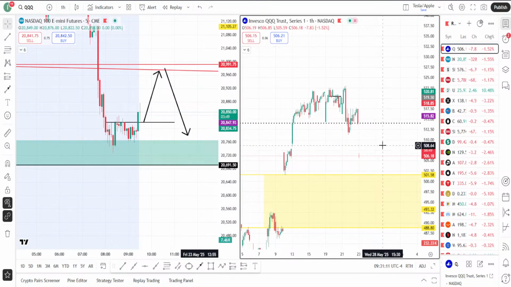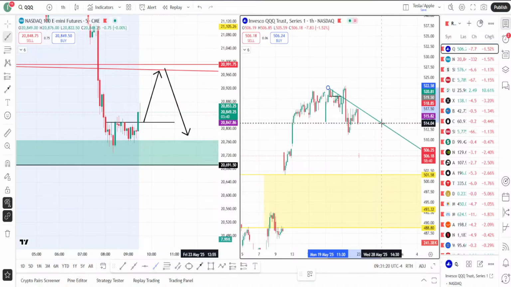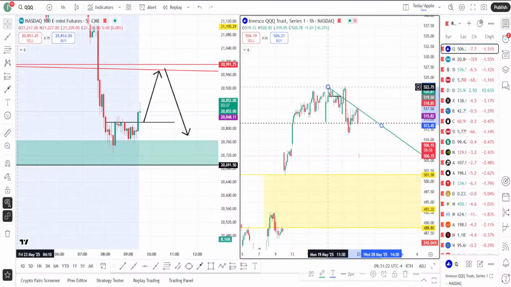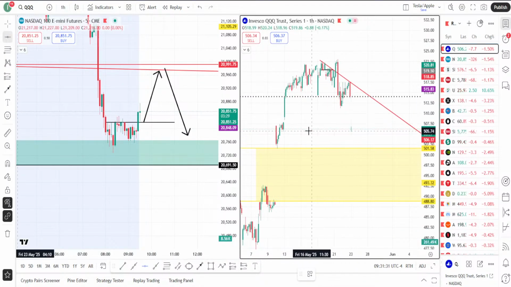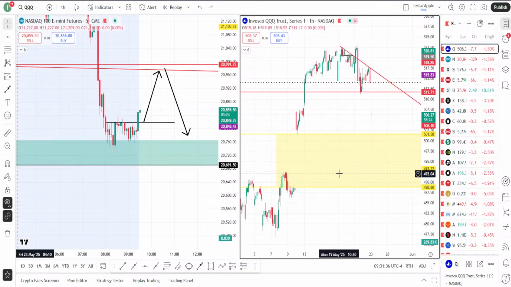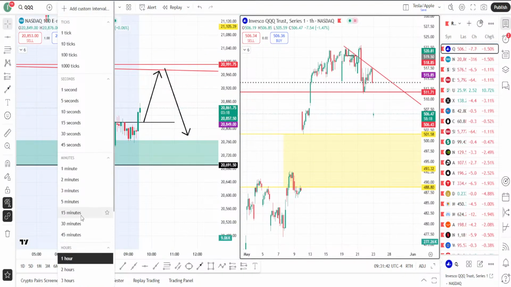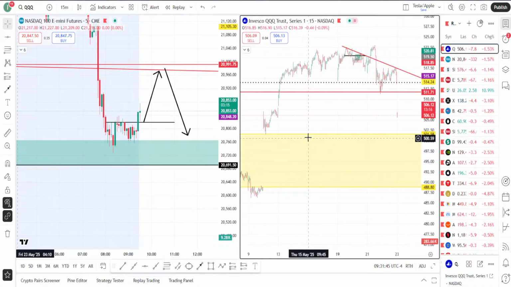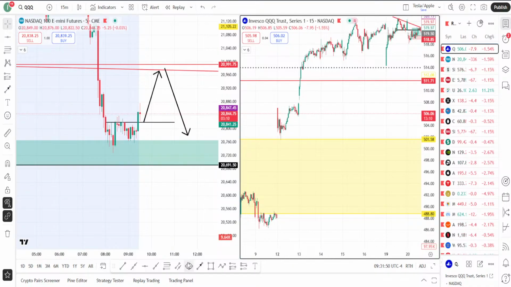Okay, so that way we got the Qs ready. We got the S&P almost ready. Just marking our zones of resistance, where we could possibly sell from on the SPY. Go to 15 now, go down. What else can we see here? We have support here.